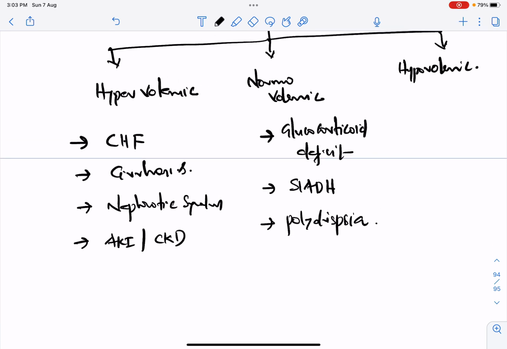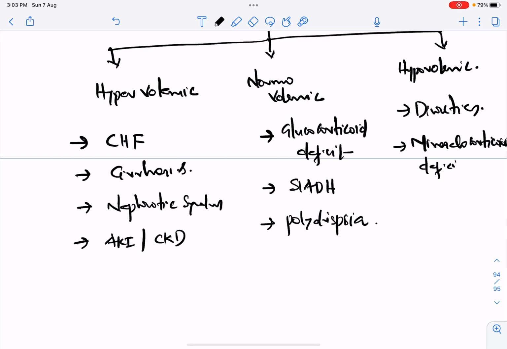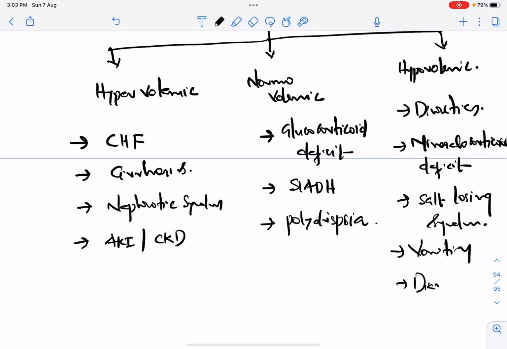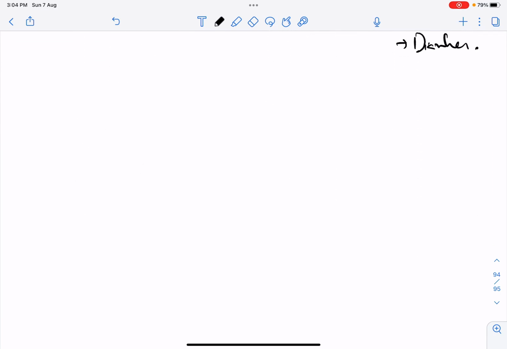Moving on to hypovolemic. In hypovolemic, we have ingestion of diuretics and mineralocorticoid deficit. Glucocorticoid deficit leads to normovolemic, while mineralocorticoid deficit leads to hypovolemic hyponatremia. Then salt losing nephropathy, salt losing syndrome, and also vomiting and diarrhea. These are the examples for hypoosmolar hyponatremia.